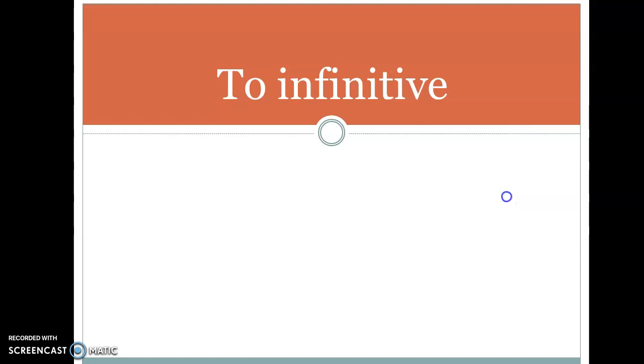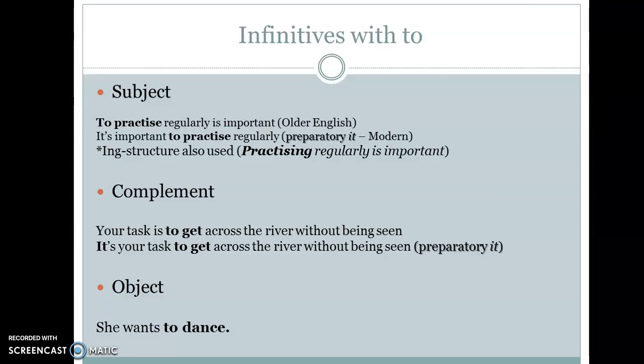To infinitive. We use this infinitival form as a subject, as a complement, or as an object. We can say in English, to practice regularly is important, but this is older English and we prefer the gerundial form, practicing regularly is important, or the sentence starting with the preparatory or anticipatory it. It's important to practice regularly.